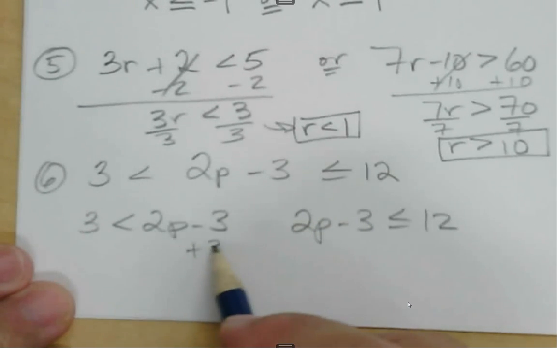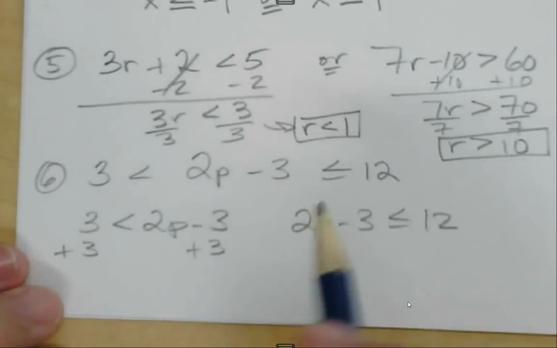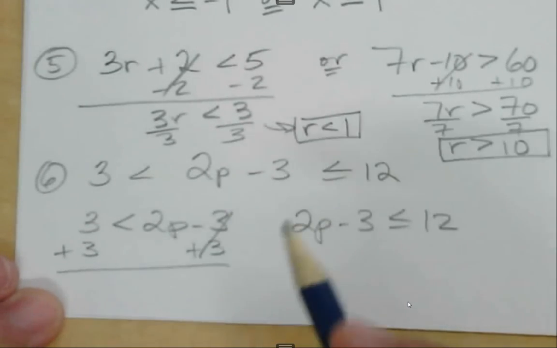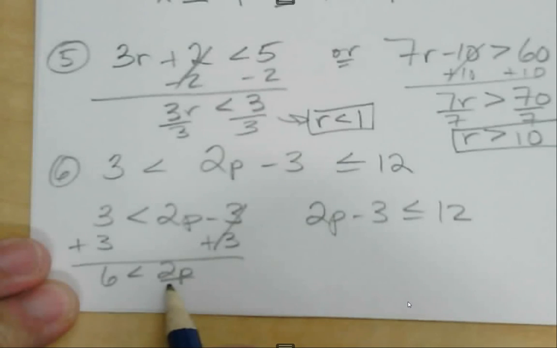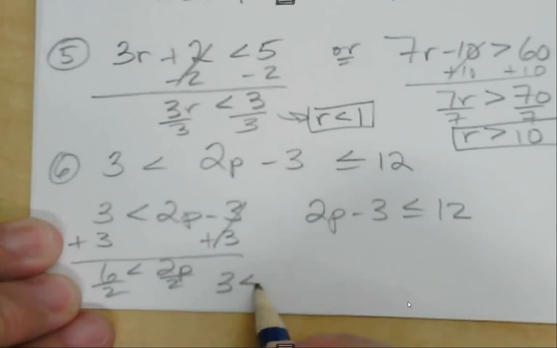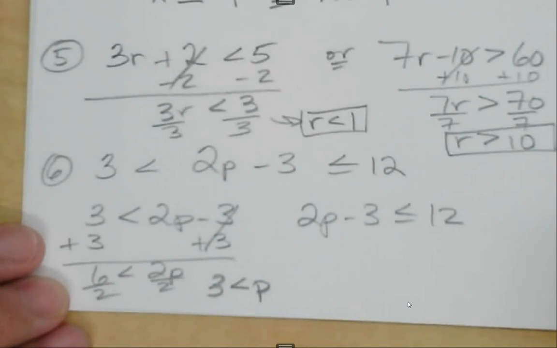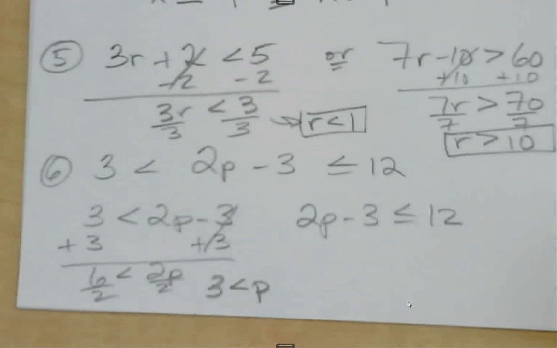So I'm going to add 3 to both sides. So this is going to cancel. I'm going to end up with 6 is greater than 2p. If I divide by 2 on both sides, I'm going to get 3 is less than p. And we'll leave it like that for right now. I think it'll actually work out good if we do that. If we were going to graph, we would switch that around so that we would know which way to graph.